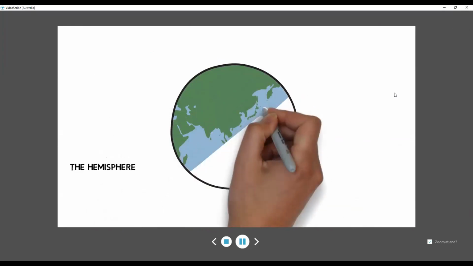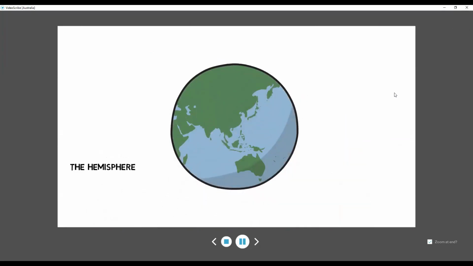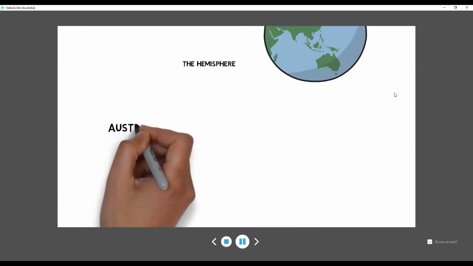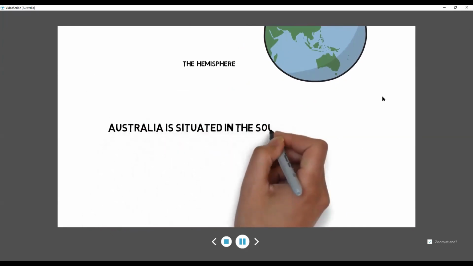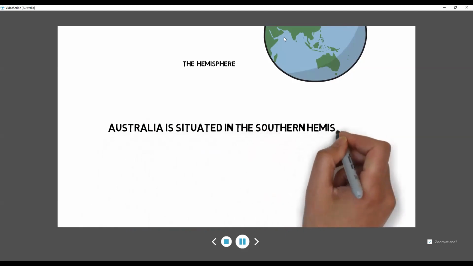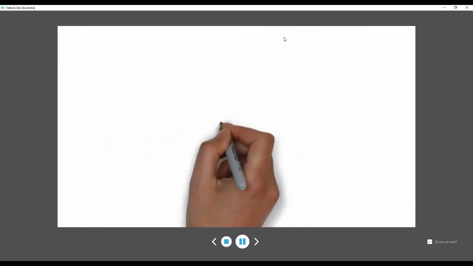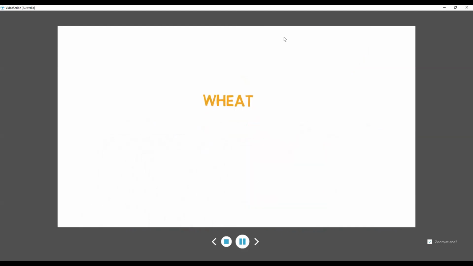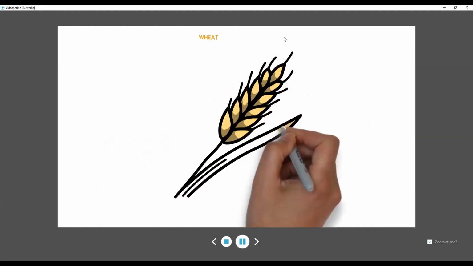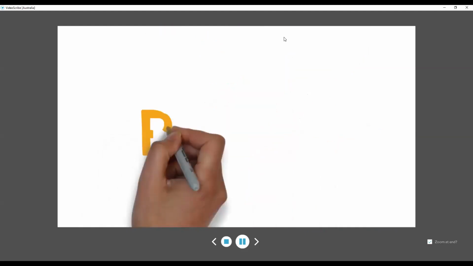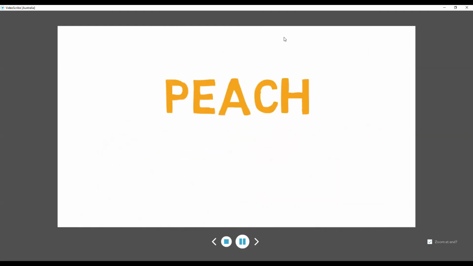What is hemisphere? Полушарие. So, Australia is situated in the southern hemisphere where winter comes in July and summer begins in December. The next word is wheat, пшеница. Flour is made from wheat and bread is made from flour.